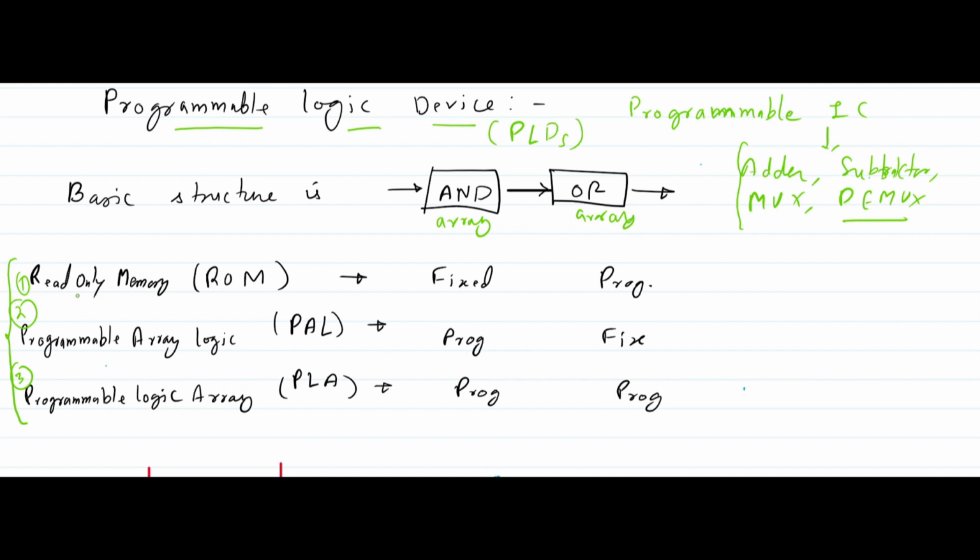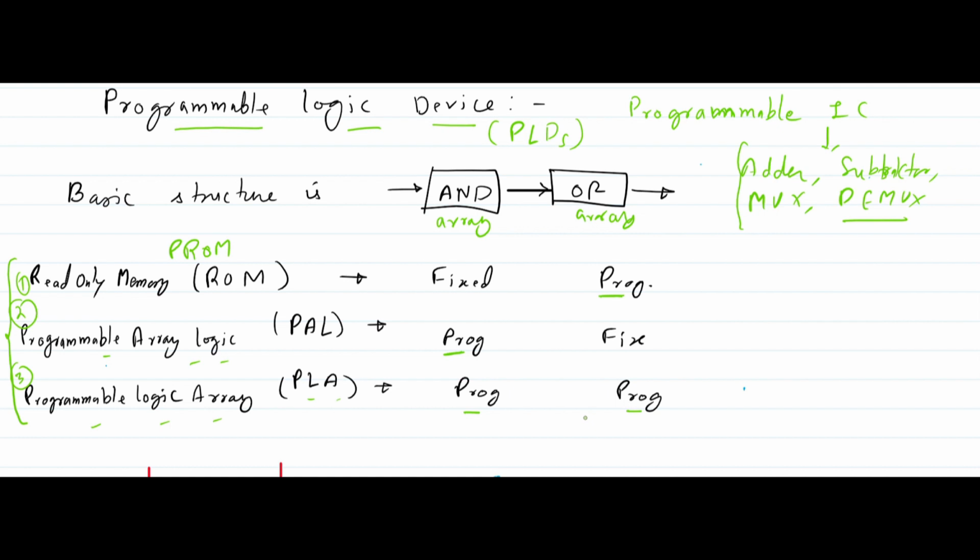ROM is nothing but read only memory, and you may also call it PROM, programmable read only memory. PAL is programmable array logic. PLA has the full form programmable logic array. Now the thing which is programmable is, for read only memory, the OR structure is programmable. For PAL, AND is programmable, and for PLA both AND as well as OR are programmable.